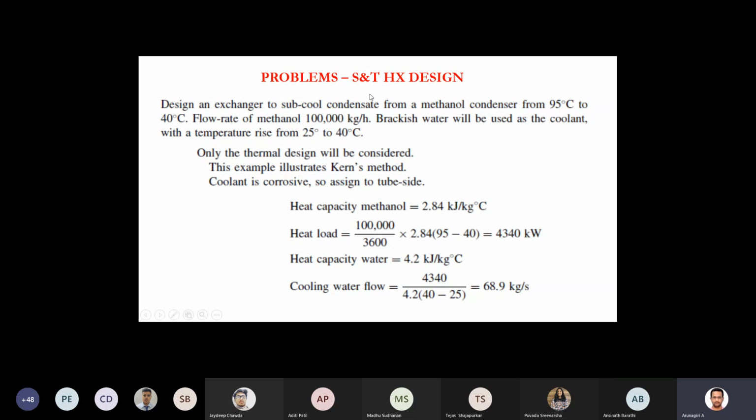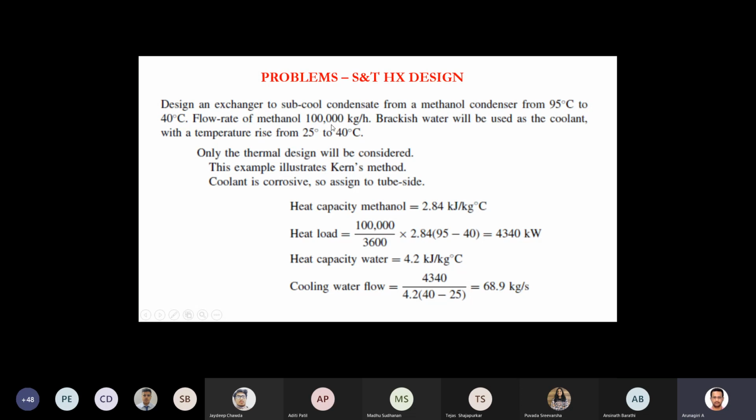So we have to subcool the condensate. It's not a heat exchanger with phase change. You have to read the problem very carefully. So this is without phase change. Subcool condensate from a methanol condenser from 95 degrees centigrade to 40 degrees centigrade. So the condensate coming out from the methanol condenser is to be subcooled to 40 degrees centigrade. The inlet temperature is given.